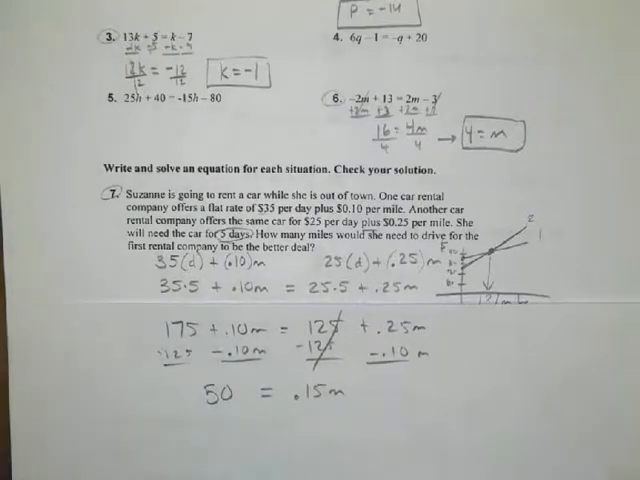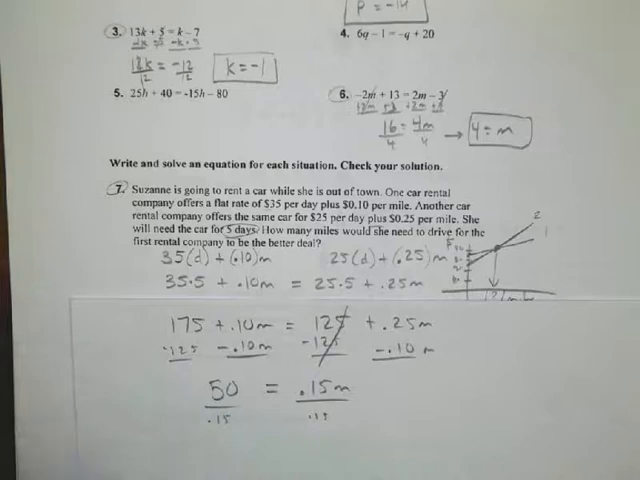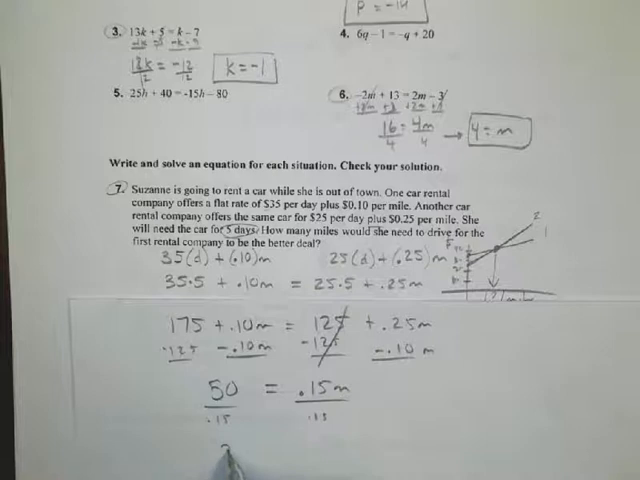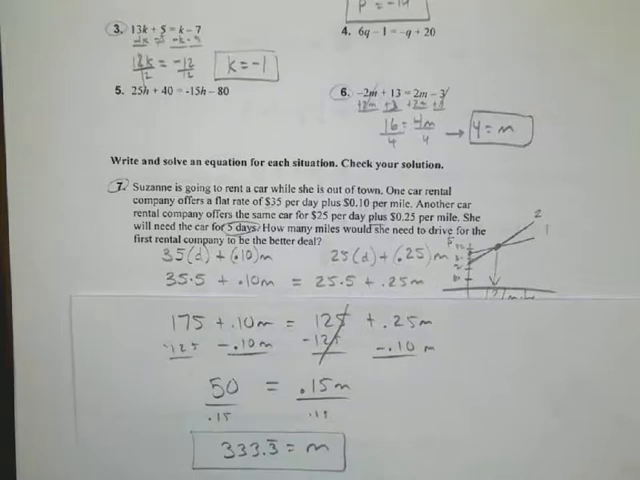Okay. And let's see here. Then the next thing to do is divide both sides by 0.15. So I have 50 divided by 0.15. And my calculator then tells me that I have 333.3 repeating equals m. And what's funny here is I'm talking out loud.